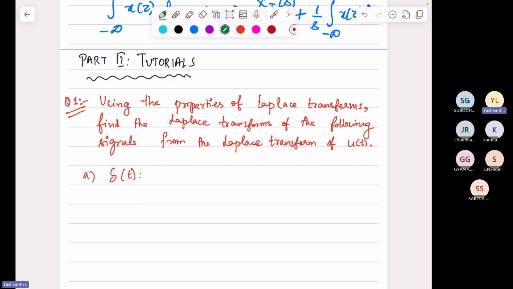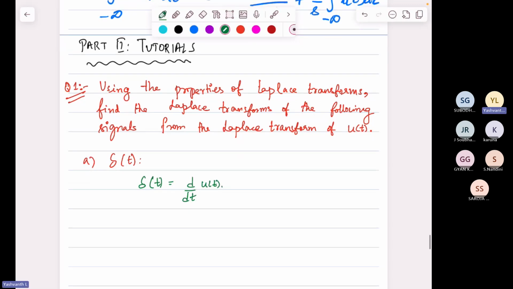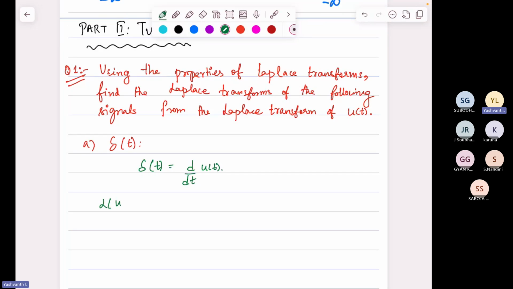So let's do it. The trick is to identify that delta of t is related to u of t by d by dt of u of t. That is, if you differentiate the unit step function, you get the unit impulse function. Now, what is the Laplace transform of u of t? It is equal to 1 by s. You go back to the table, you will see. Therefore, if x of t has a Laplace transform X of s, what is d by dt of x of t? It will have the Laplace transform s times X of s. How? Let's go back to the table.